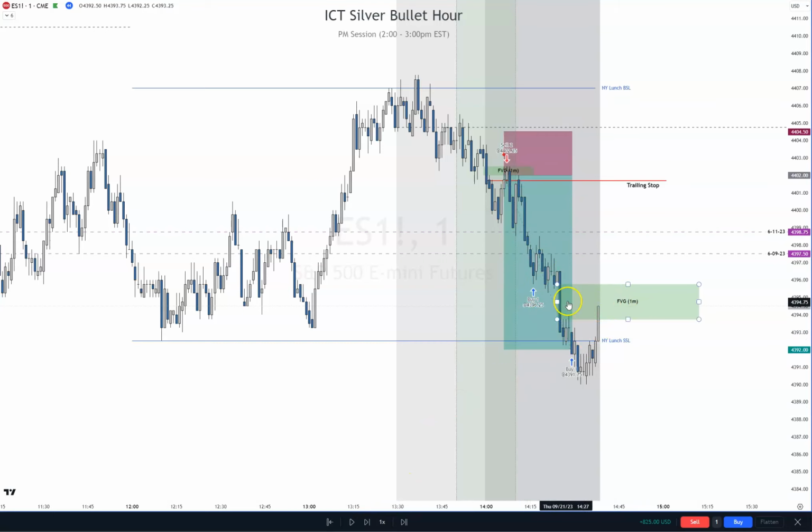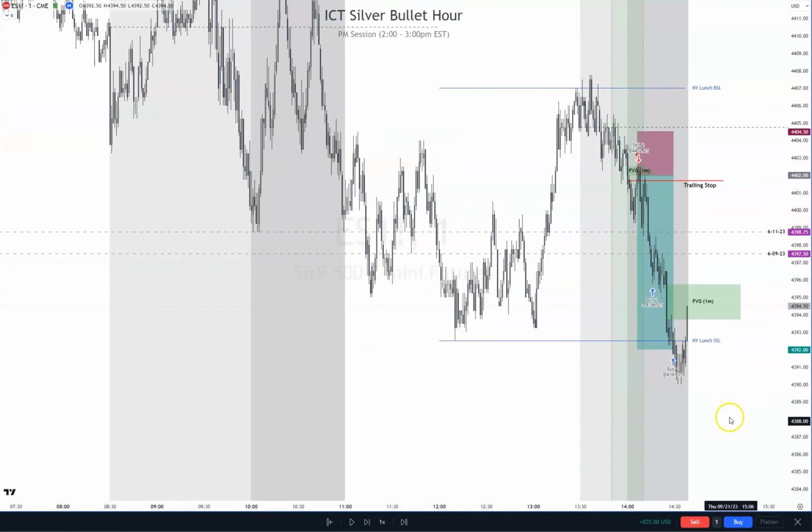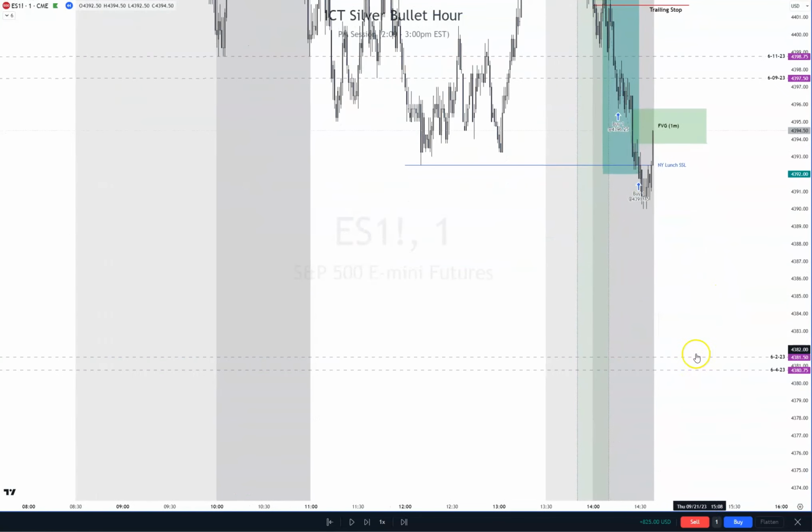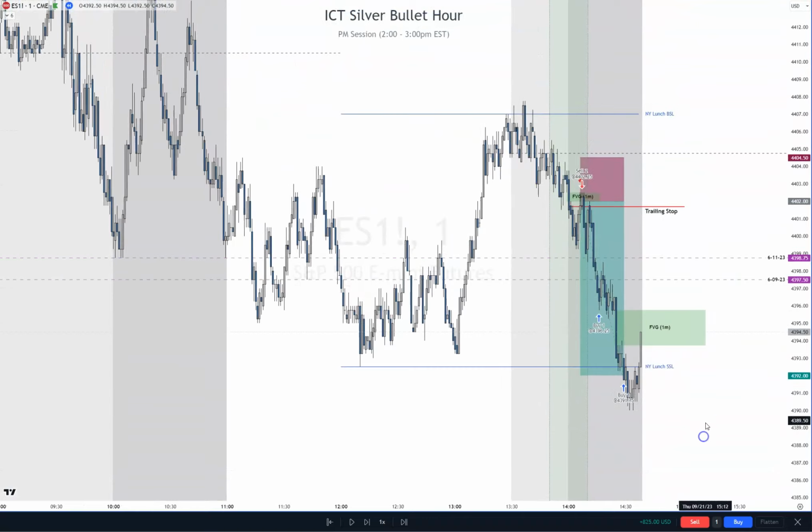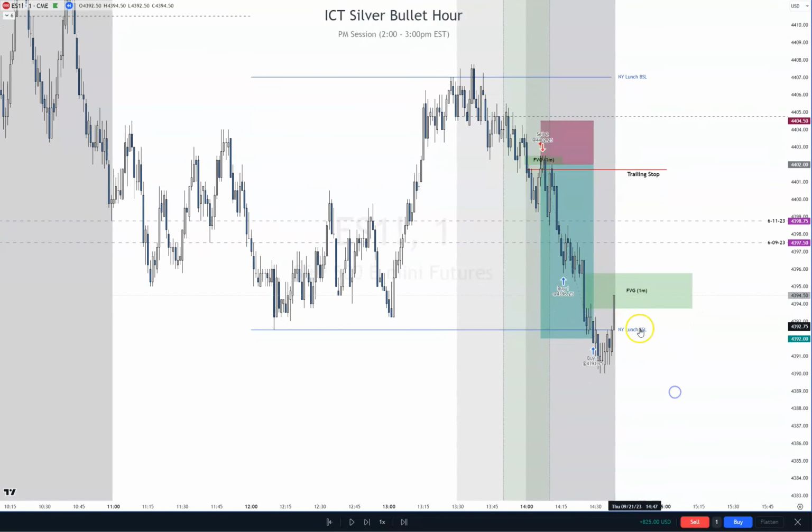But since I already got 10 handles, I'm not taking another trade because I just don't like where I'm aiming for. I was aiming for this new week opening gap here. And there's these lows here, so not sure I want to aim for this new week opening gap. Already taken one trade. Just kind of watching, see how price reacts here.